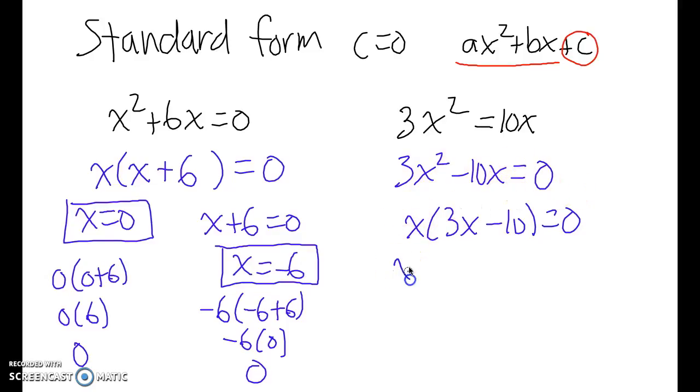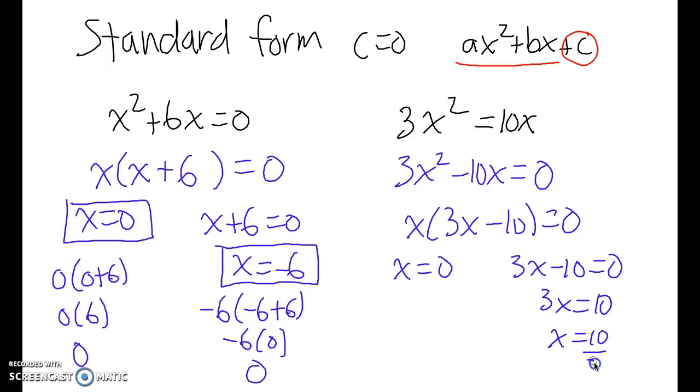So either x is equal to 0 or the expression 3x minus 10 is equal to 0. In this case, 3x would be equal to 10 and x would equal 10 thirds. So it's a fraction. It's a little more complicated than our other examples, but that will also give me a 0 to my quadratic equation.